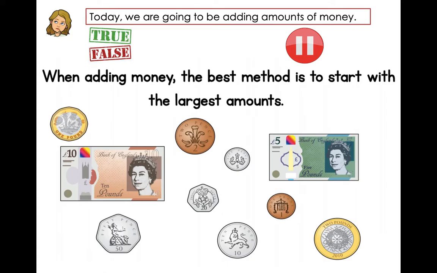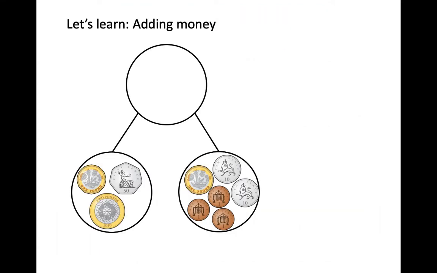Okay guys, how did you get on? You should have decided that that statement is true. It is always best to start with the largest amounts of money when you're adding money together, because it's easier to add the notes and the pounds first and then count up the pence afterwards. That's what we're going to be doing today. We're going to be looking at the pounds and the notes first and then adding the pence on afterwards. Okay, so let's look at some examples together.